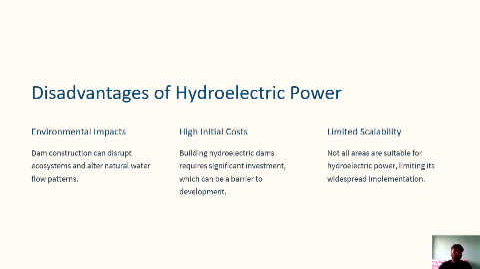The disadvantages of hydroelectric power. Dam construction can disrupt the ecosystem and alter natural water flow patterns. Building hydroelectric dams requires significant investment, which can be a barrier to development. Not all areas are suitable for hydroelectric power, limiting the widespread implementation. These are the key disadvantages of hydroelectric power.